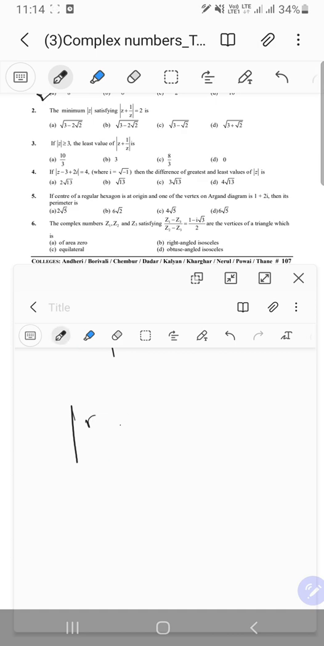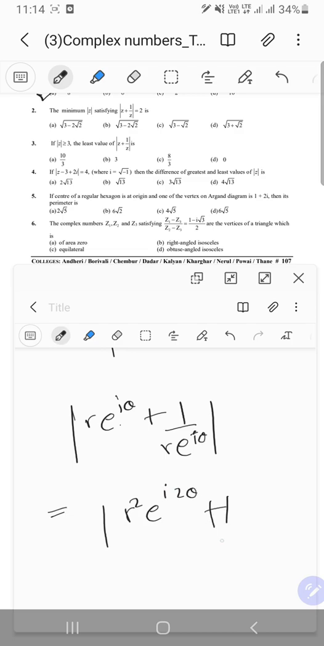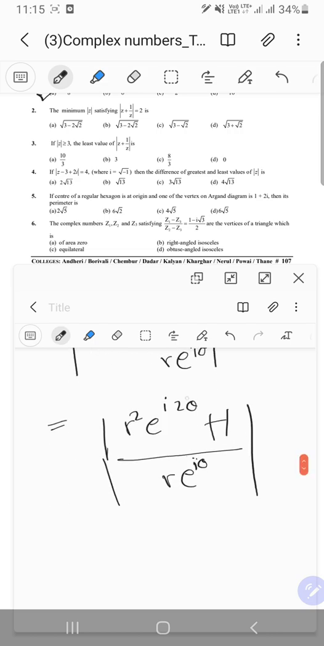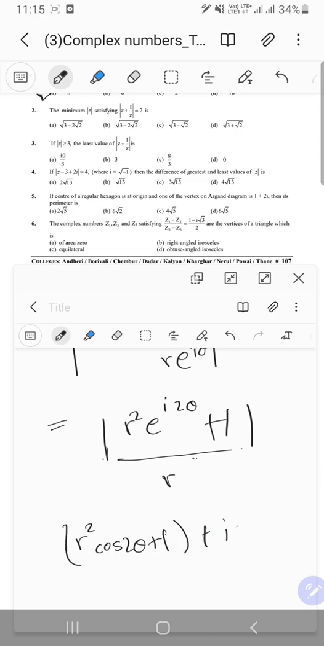Yeah, so say z is r e to the i theta, then this is going to be 1 upon r e to the i theta, all right, which is r squared e to the i times 2 theta plus 1 upon r e to the i theta, all right. So okay, that's kind of weird. We know that the magnitude of this denominator thing is just going to be r, so that's one thing. What about this thing? This is like r squared cosine of 2 theta plus 1, plus i r squared sine of 2 theta, something like that.